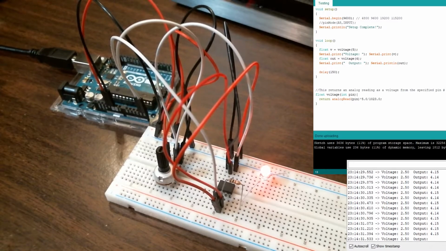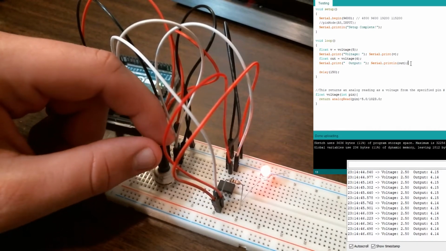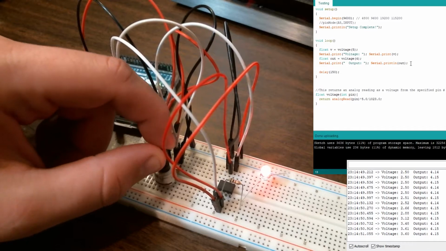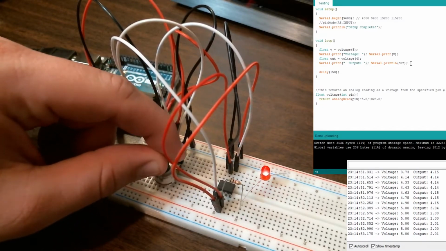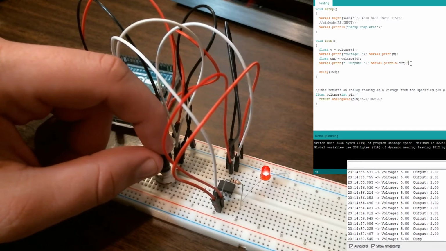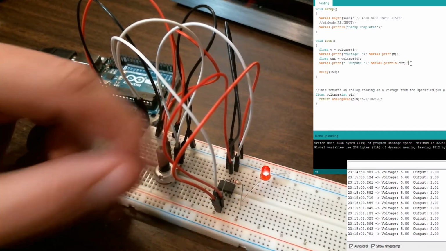Here's my comparator circuit. For my code, I am outputting first the voltage going in, the low voltage going into the op amp, and then the output voltage coming out of the op amp. I have 2.5 volts currently as the low. We're outputting 4, and the LED is bright. It'll be consistent until I turn this all the way up, and then we're at 5 volts in as the low, which equals the high input, and then we drop down to 2 volts output, and the LED gets very dim.